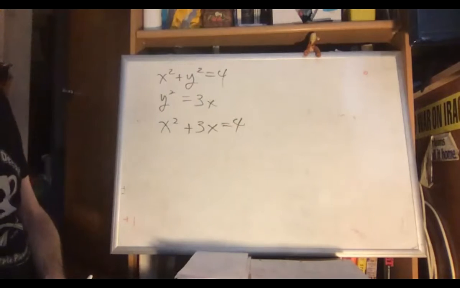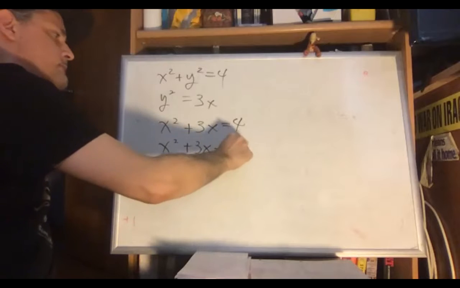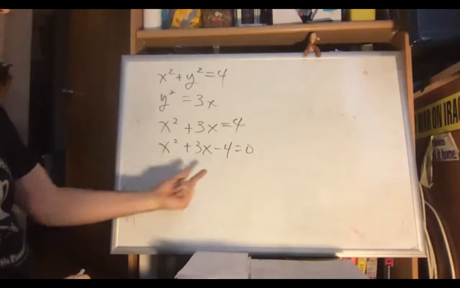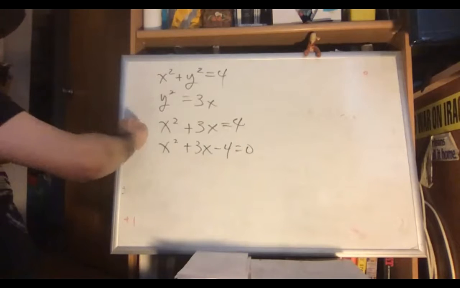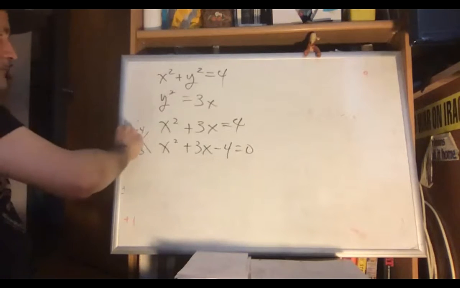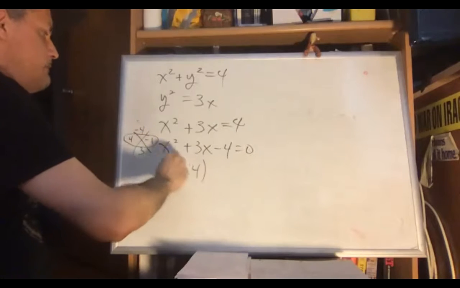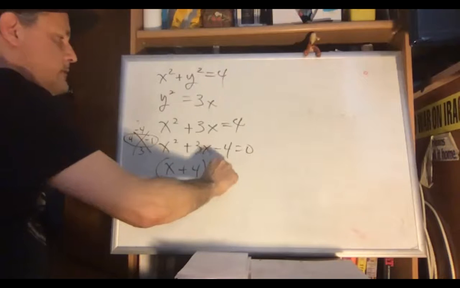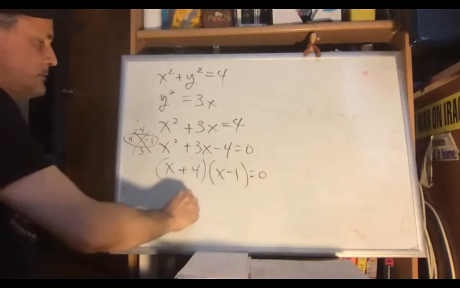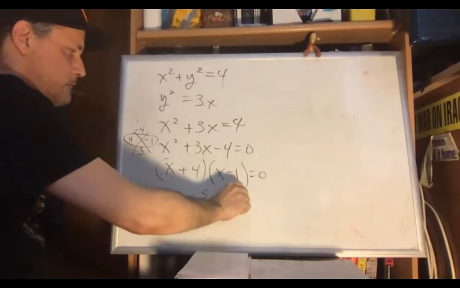All right, so notice we're solving that. So equal to 0, so the zero product property we can use. We can factor this. Factors of -4 that add to be 3, right? So 4, -1. All right, so now we can factor it like this. And when we solve those equal to 0, we get 2 solutions. And so x is either 1 or -4.